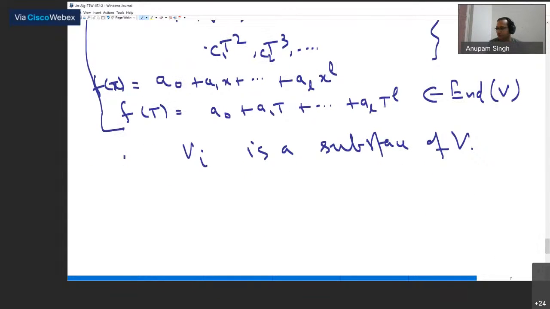We need to prove now several things. We have to prove that V is the direct sum of Vi. So for that, I need to prove the intersection of any two Vi is zero, and we need to say that every vector can be written as a sum of the vectors from this, right? We need to prove this thing. So let's do that.